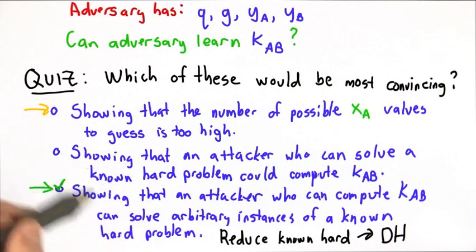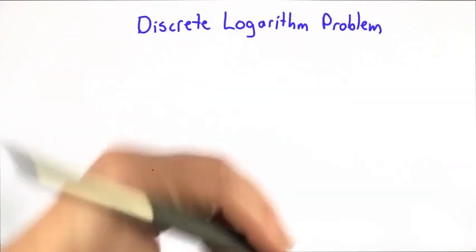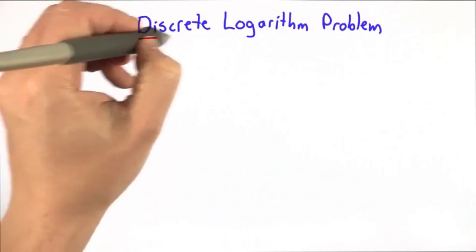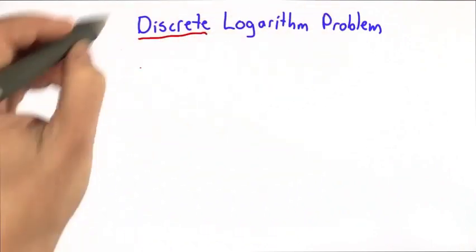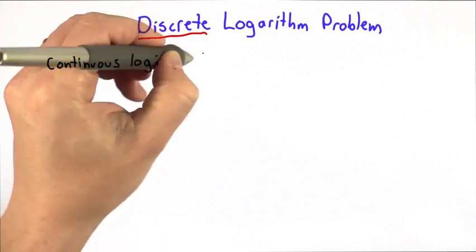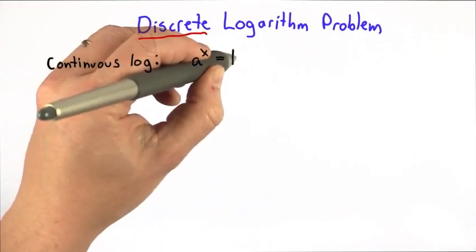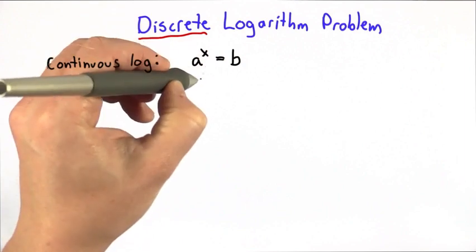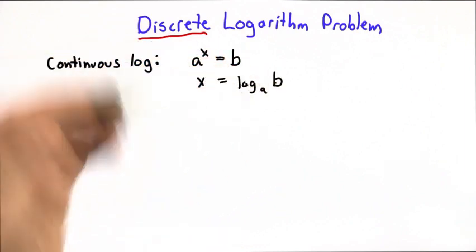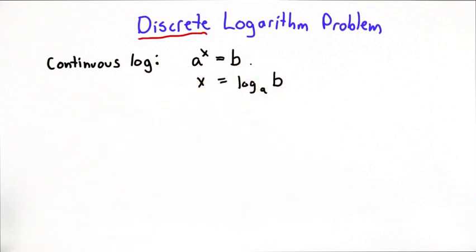What we need to know is that there's no easier way to solve the problem than trying all the possible values. The hard problem that is closely related to the Diffie-Hellman security property is the discrete log problem. Discrete logs are like continuous logs, but over a discrete group. So for continuous logs, if we have a^x = b, and we know a and b, we can solve for x. That's the log base a of b. And there are well-known, efficient ways to compute these logarithms. One of the earliest uses of computers was to compute these tables of logarithms.